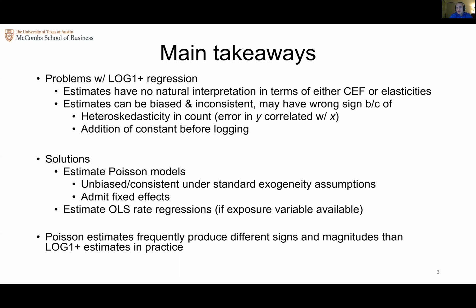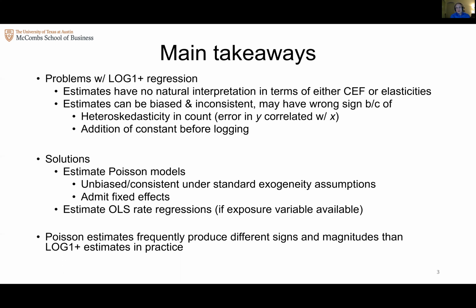There are really two potential causes of this inconsistency. One is heteroskedasticity in the count itself. Normally we don't think about heteroskedasticity as causing bias, and I'll explain why in this particular setting it may. The other is that you're adding this constant before logging, and that also is potentially going to bias the estimates coming out of the model.